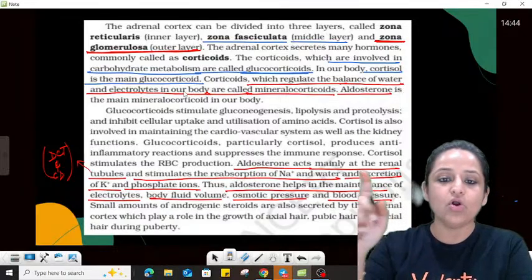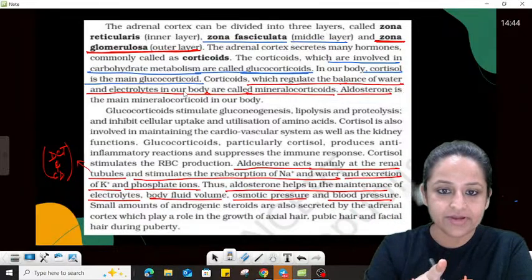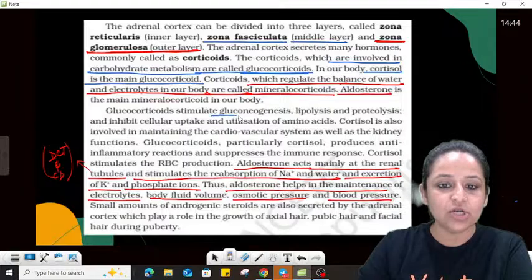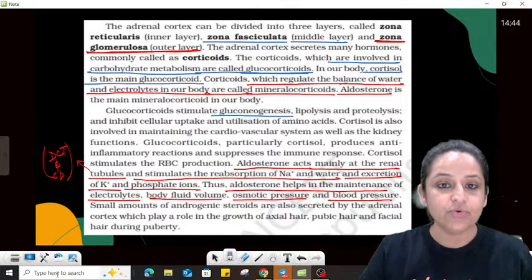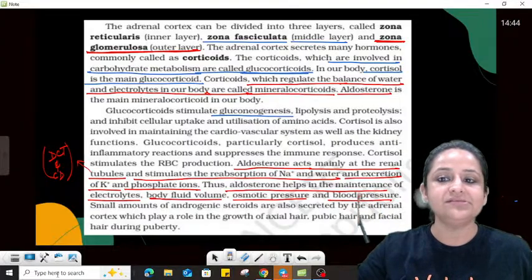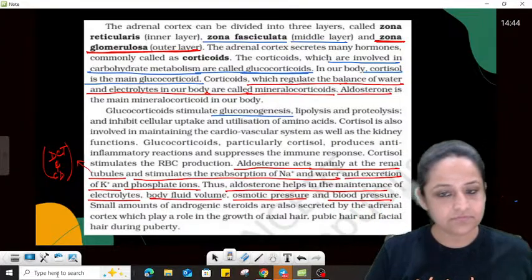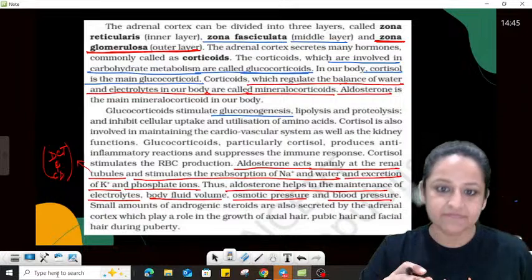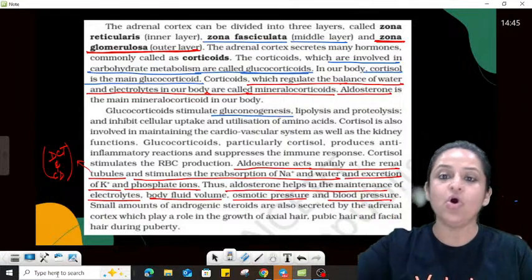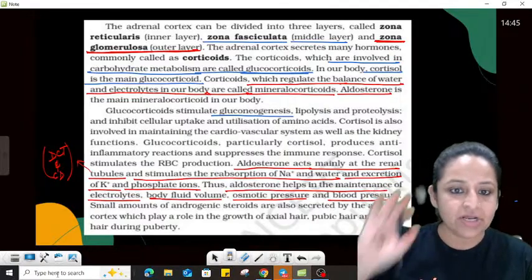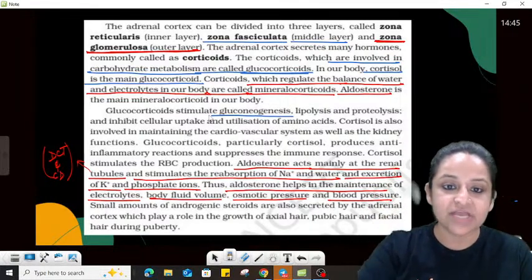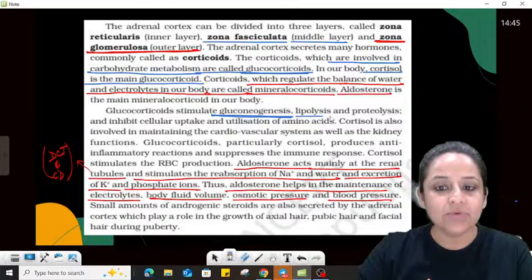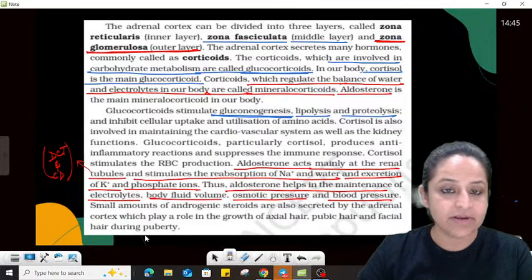What is glucocorticoid going to do? They are going to stimulate gluconeogenesis. They are going to increase the amount of glucose in the blood. They are going to cause the breakdown of glycogen. They are going to cause the breakdown of any non-carbohydrate source, like lipids or proteins, into glucose. That is called gluconeogenesis. They'll break down lipids, and they'll break down proteins.